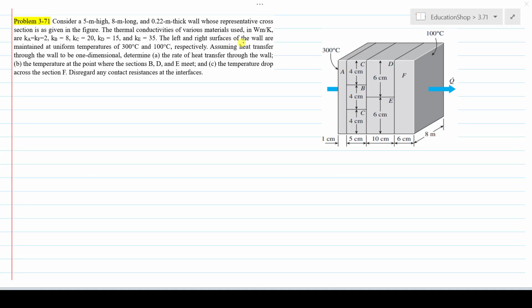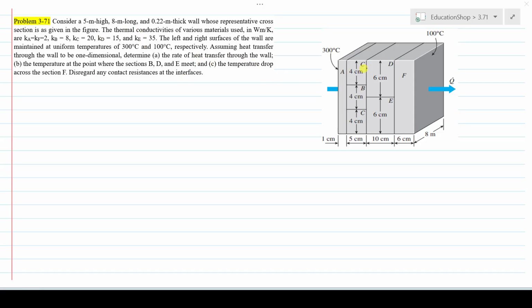The left and right surfaces of the wall are maintained at a uniform temperature of 300 centigrade and 100 centigrade respectively. Assuming heat transfer through the wall to be one-dimensional, determine the rate of heat transfer through the wall, the temperature at the point where sections B, D, E meet, and the temperature drop across section F. Disregard any contact resistance at the surface. Well, let's come to the concept of what it says in the statement.